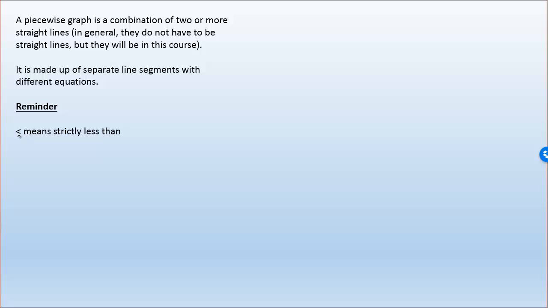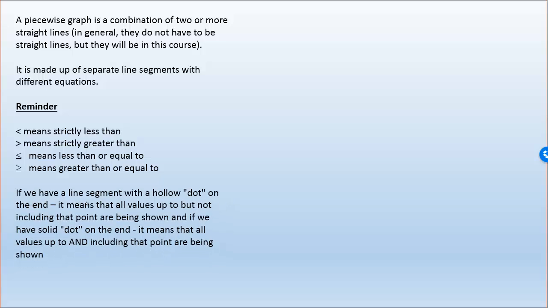This sign, less than, means strictly less than. This sign means strictly greater than. And remember, the crocodile's mouth always faces the bigger thing. So when we've got the less than, the small thing goes over here on the left, and then the crocodile's mouth points towards the bigger thing. This means less than or equal to. This one means greater than or equal to. You should be familiar with all of these.